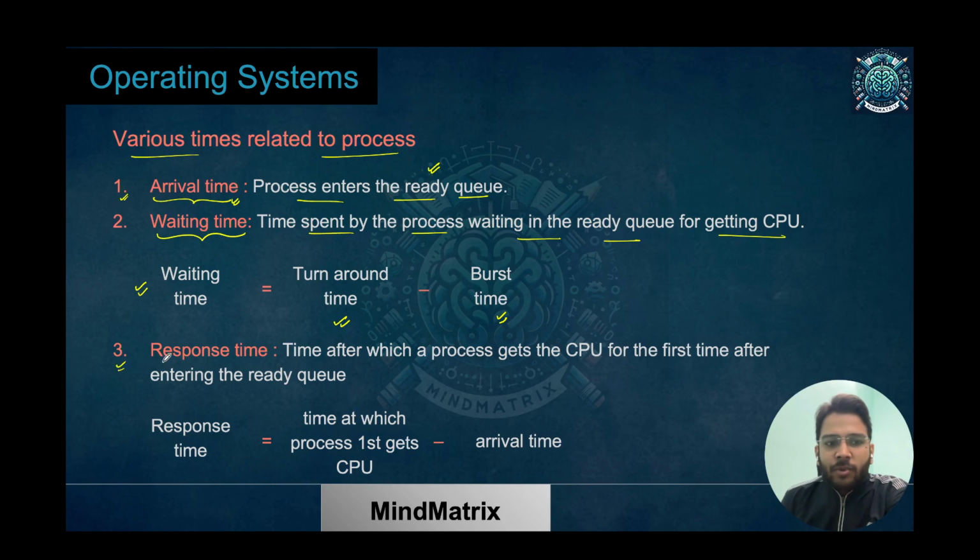Then we have response time. What is response time? Time after which a process gets the CPU for the first time after entering the ready queue. When your process arrives in the ready queue, and when the process gets the CPU for the first time, the difference of those two is your response time. So response time is the time at which the process first gets the CPU minus the arrival time of the process. You will get much more clarity when we solve questions based on this.